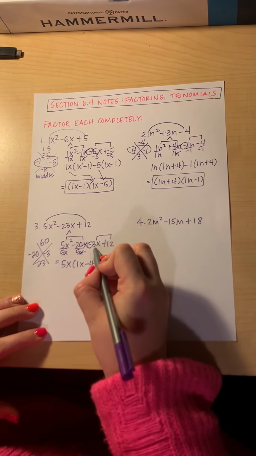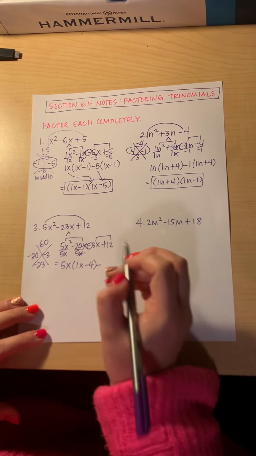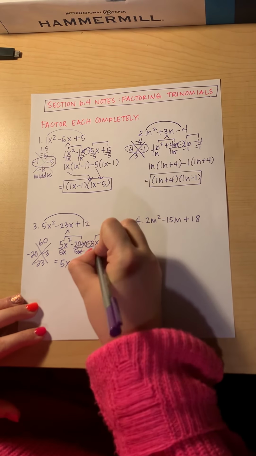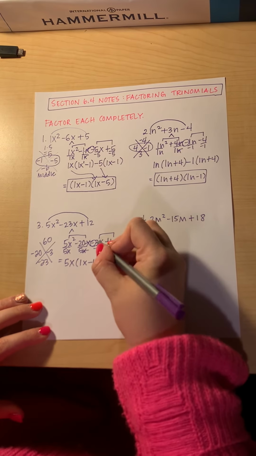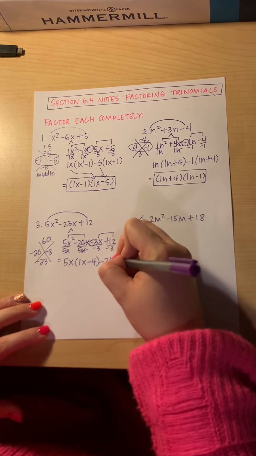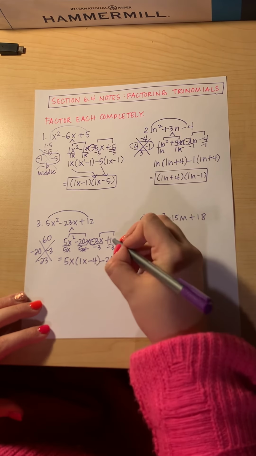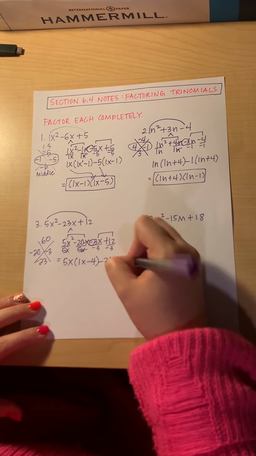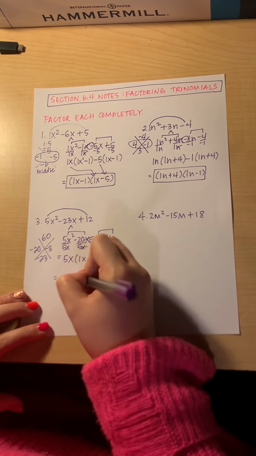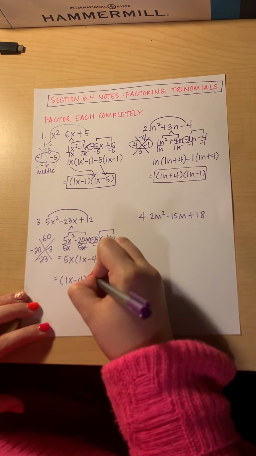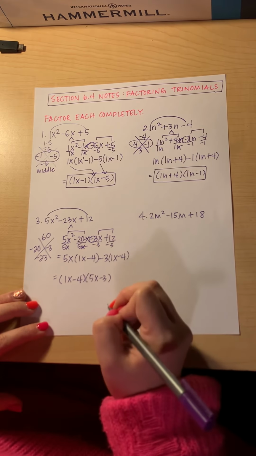And then in group 2, I have the biggest number that goes into 3 and 12, which is 3. So that minus sign really means we're dividing by negative 3. So negative 3 divided by negative 3 is positive 1. That x comes down. 12 divided by negative 3 is negative 4. So to write out our final answer, I write 1x minus 4 and then 5x minus 3.